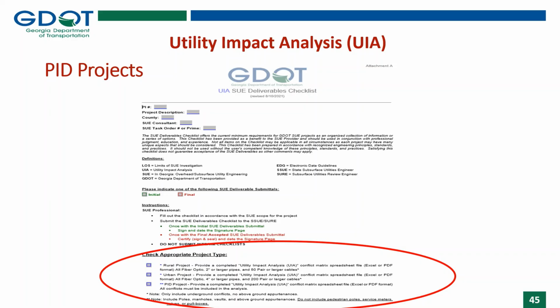Okay, finally, we're going to talk about PID projects. Going back to the checklist, PID stands for Public Interest Determination, and these are projects where GDOT will pay for the relocation of all utilities within the project limits if the utility owner agrees. GDOT needs to have a close estimate of how much funds would be necessary to accommodate the utility relocations and the overall project cost.